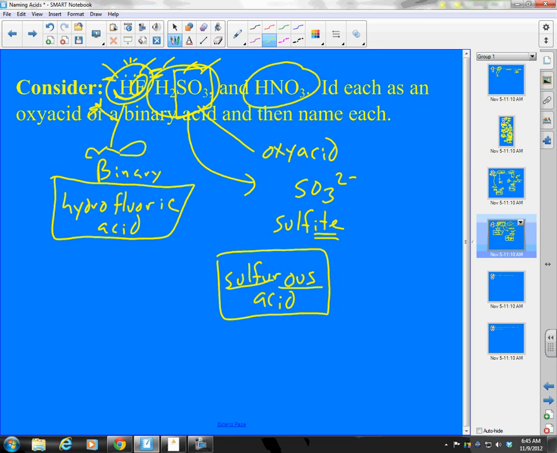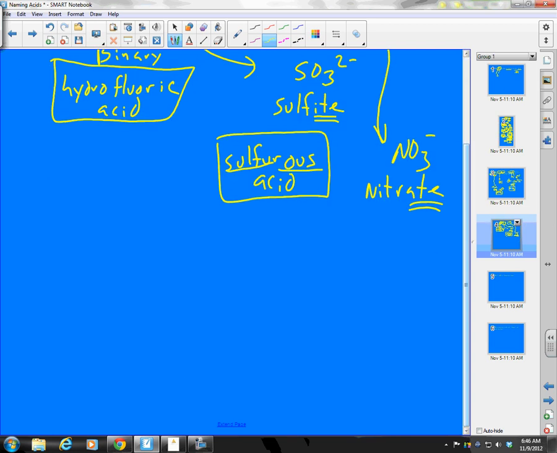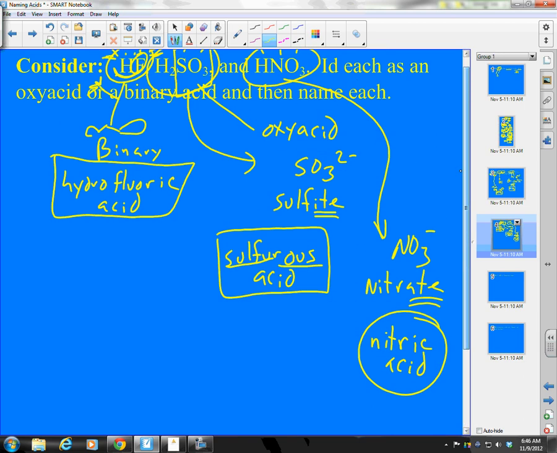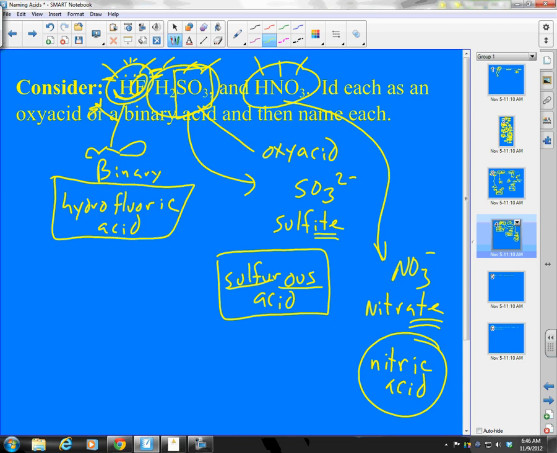And then the last one, 1, 2, 3. Good. That means it is not binary. It's oxy. NO3 minus. What is NO3 minus? It is nitrate. Boy, I certainly hope I've memorized all my polyatomics. If not, I'm in trouble. Yes, you are. Good. If it's nitrate, what acid ending do I use? If it's ate, I use ic. Nitric acid. There we go. Nitric acid. Those are our 3 names. Moving on.